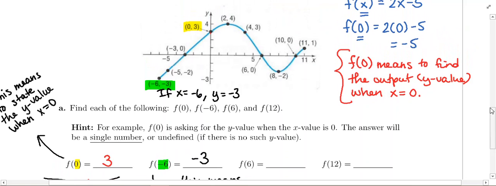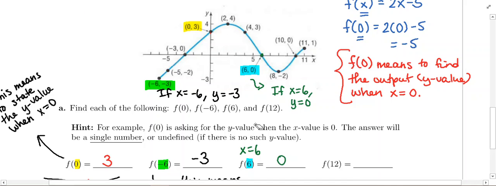If we move on and take a look at f of 6, now we're looking at an x value of 6. So let's go to the x-axis: 1, 2, 3, 4, 5, 6. Here's where x equals 6, and the corresponding point on the graph is right here on the x-axis. That point has coordinates (6, 0). We know from this that if x is equal to 6, the y value is equal to 0. So the answer here, f of 6, is going to equal 0.